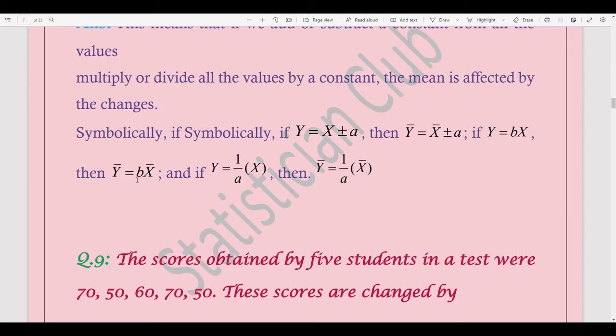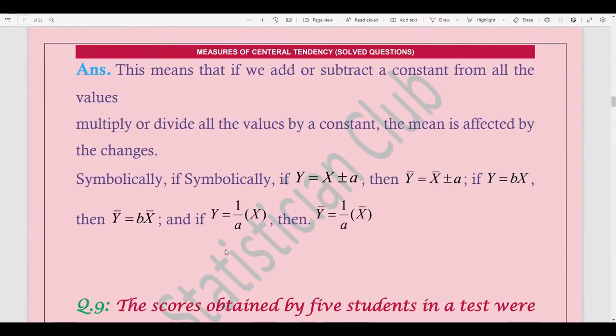It means when you multiply your data set by any number, the same number will multiply your mean. And similarly, y bar is equal to 1 over a times x bar. The rest of the procedure is the same for division. It means that if you divide your data set by a constant number, then the mean x bar obtained from the original data set will also be divided by that number to get the mean of the new data set, which is divided by a.